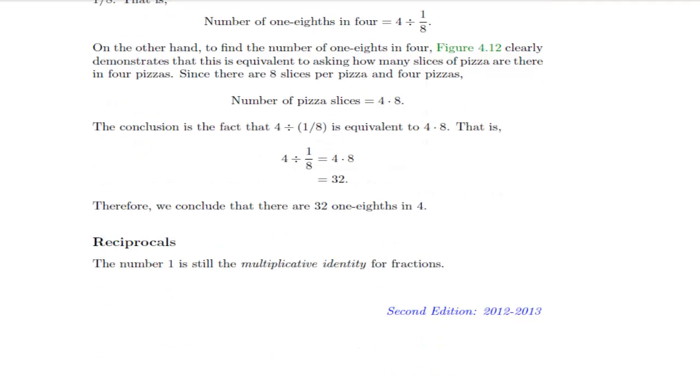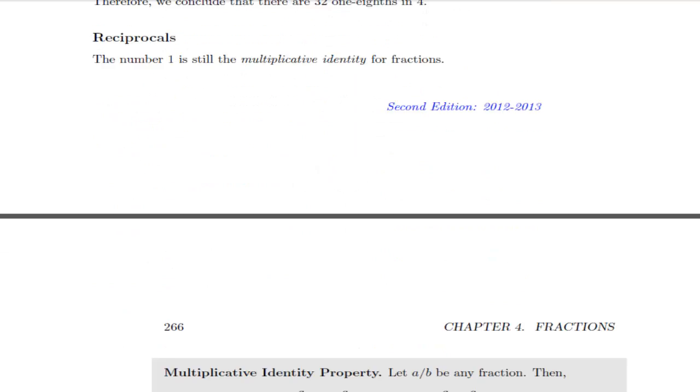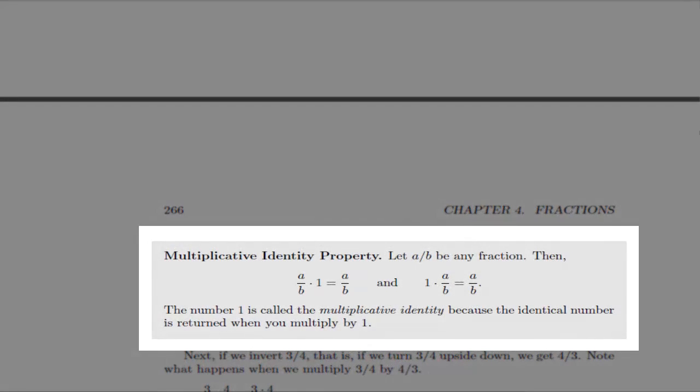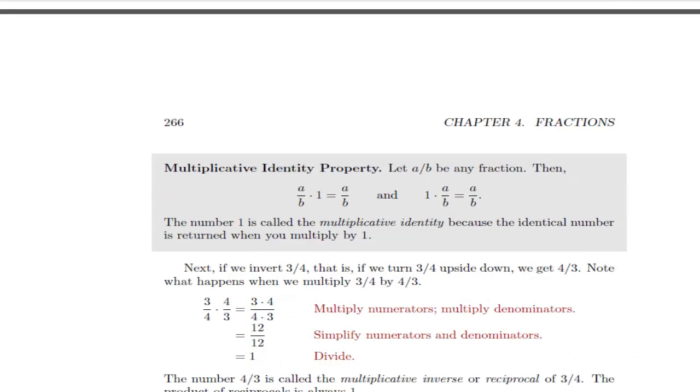Reciprocals. The number 1 is still the multiplicative identity for fractions. Multiplicative identity property. Let a over b be any fraction. Then a over b times 1 equals a over b, and 1 times a over b equals a over b. The number 1 is called the multiplicative identity because the identical number is returned when you multiply by 1.